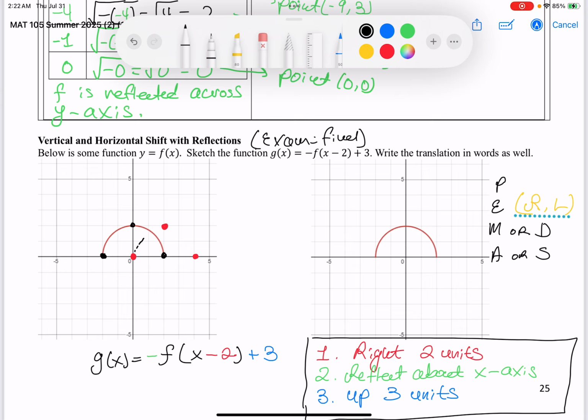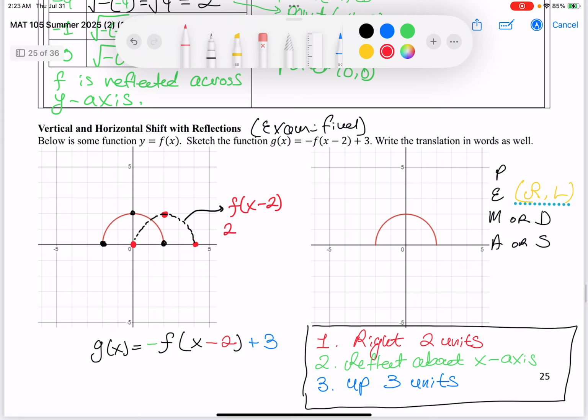And then we're going to sketch our function. I'm using a dashed line to represent the sketch. And this first representation is just the shift of 2 units to the right.